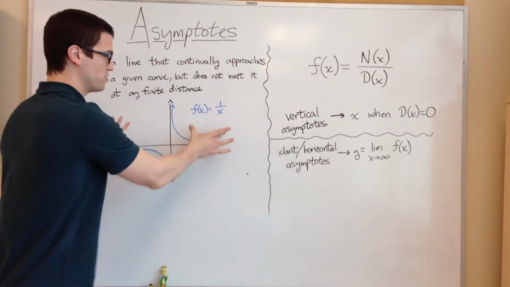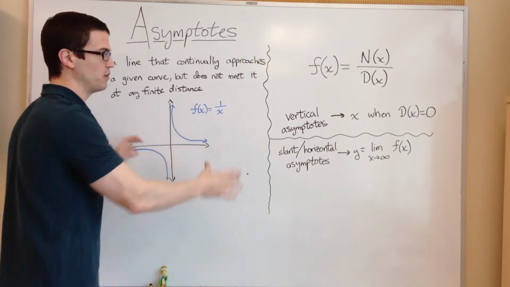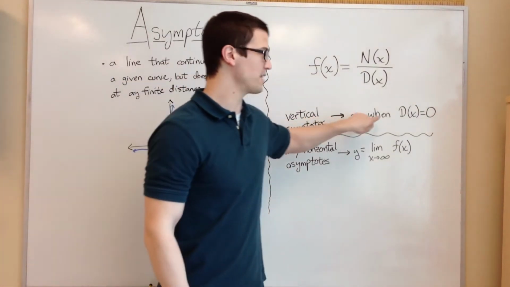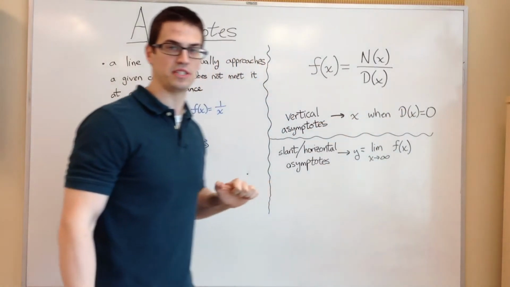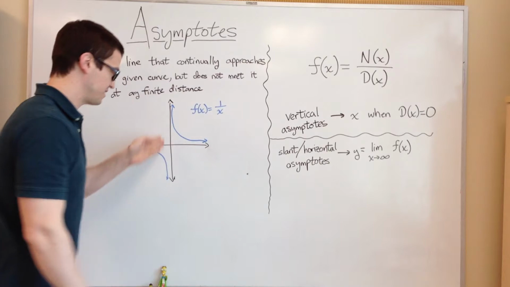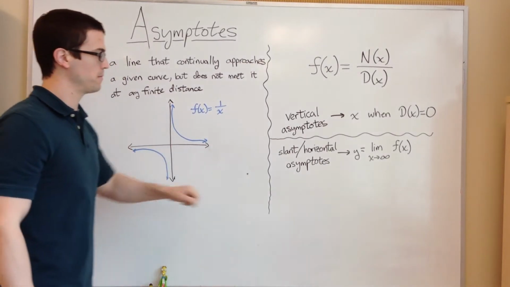Again, I know this is an easier function to deal with. You're going to get harder ones, though, but this will come in handy. For vertical asymptotes, it's x when d of x is equal to 0. It's going to look like x equals some number. In this case, it's x equals 0 for the vertical.